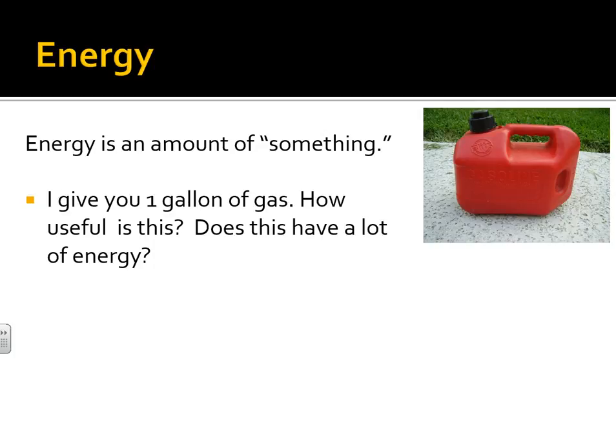So I give you a gallon of gas. All right, is there a lot of energy in there? Yeah, you can do a lot with energy. What can you do with it? You could burn it, you could use it for heat, you could run a car on it, and so forth.